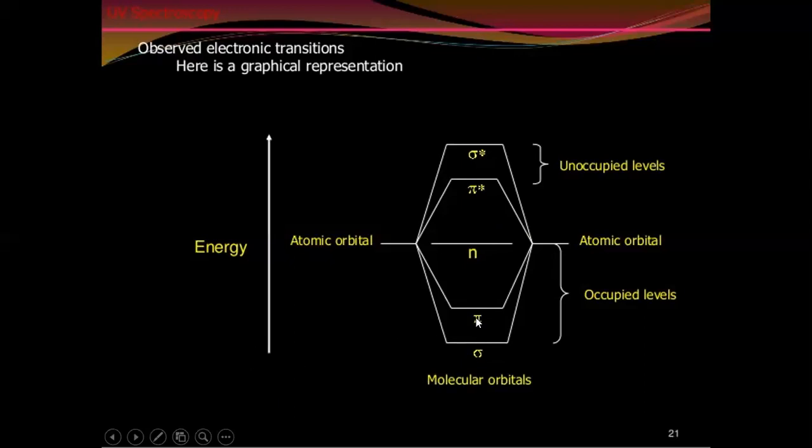Here you can see K bands. For pi to pi star, K bands are observed in conjugated systems.